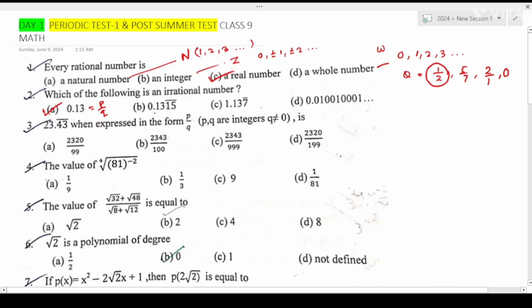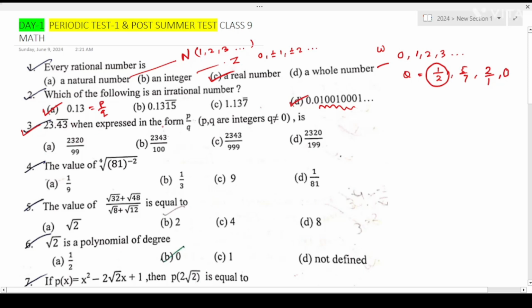So option number B is a rational number and option number C is also a rational number. But option number D is an irrational number. Okay, because the decimal is not repeating. Okay, that's why it is an irrational number. Next question number 3.